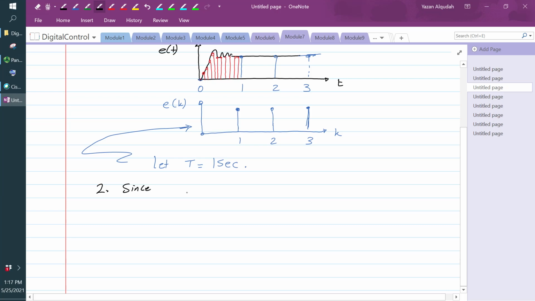Since sampled data systems are implemented using digital computers, the values of the discrete signals are restricted to a finite set of discrete values.